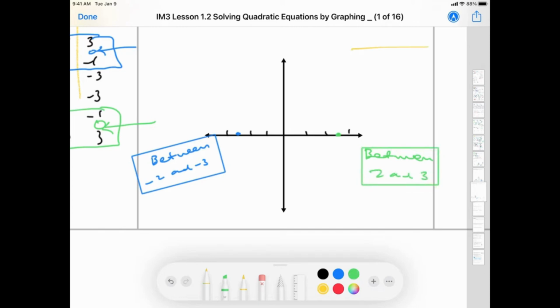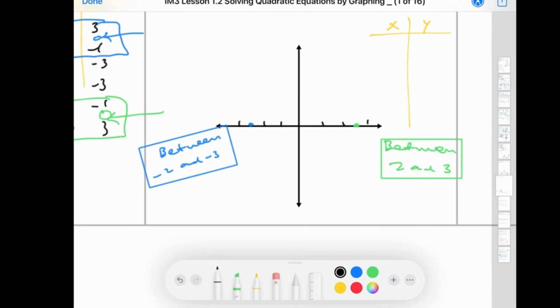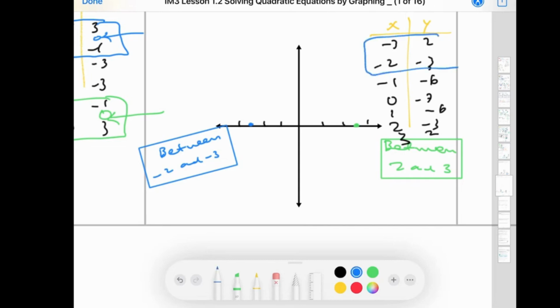So we get table of values. -3, 2, -2, -3, -1, -6, 0, -7, 1, -6, 2, -3, and 3, 2. So -2 and -3, the reason why is you're looking for the 0, which is between a positive and negative number, so your answer is the x values. And between 2 and 3, again right here, right between these two numbers is a change between the positive and negative, so there's 0.